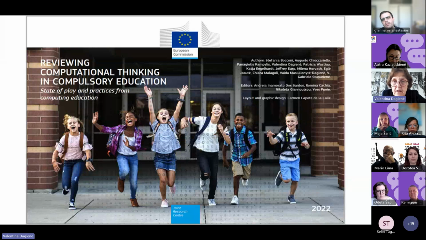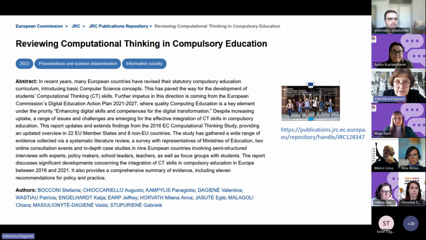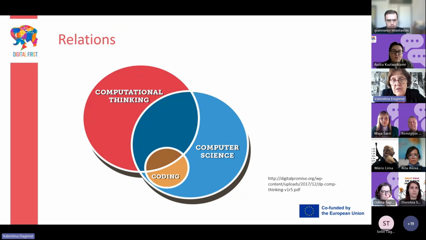And I wanted to mention one very interesting report, in which I was also involved, that Vilnius University took part in: this EU joint research on reviewing computational thinking in compulsory education. It's on a website and easy to download and see. We dig into computational thinking and informatics teaching in 22 EU countries. What are the relations between computational thinking, computer science, and some other parts? As you see, computational thinking and computer science overlap, but not totally.